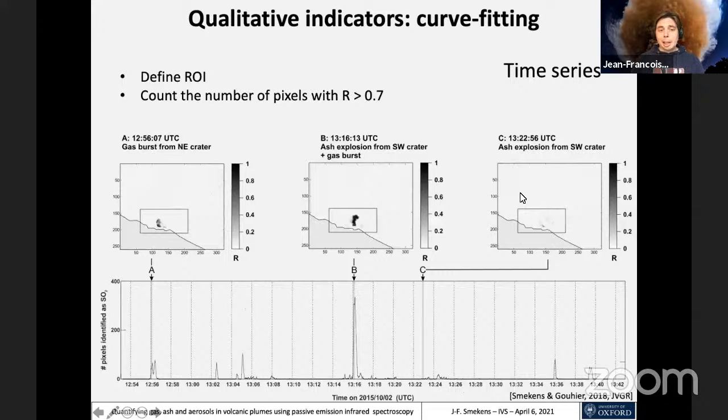Then when looking at time series, this is about an hour's worth of data at Stromboli, and I've identified 3 different events here, 3 different bursts from the Stromboli craters. You can see that it also allows us to identify individual events, and so will help us redirect computational resources towards only the worthy kind of events, if you will.